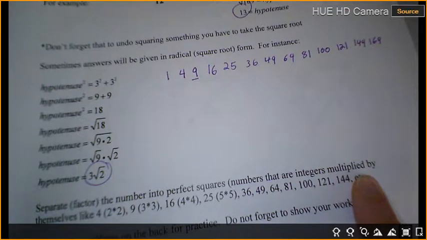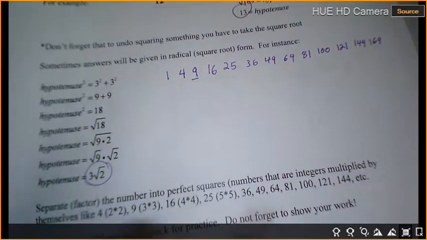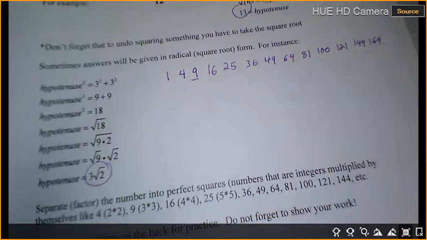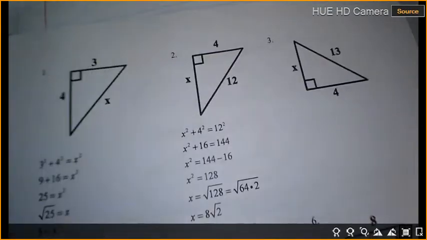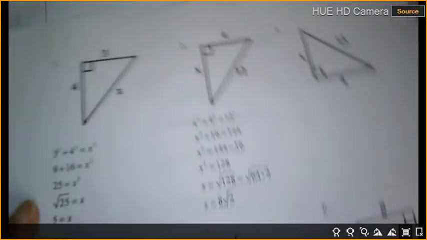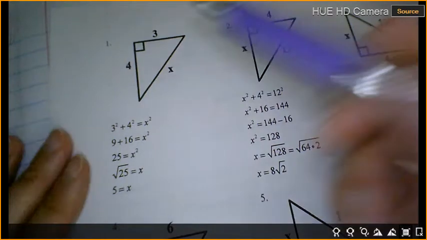Numbers that are integers multiply themselves. And here are some examples below. Now do the practice problems on the back. Don't forget to show your work. So we're going to do some of these together. 1 and 2 are done for you.